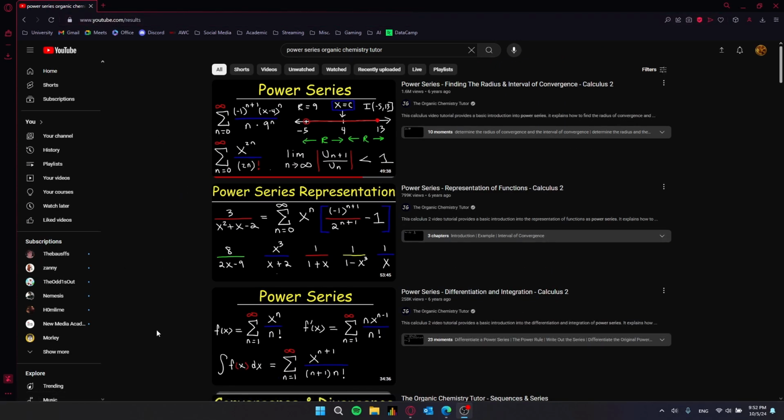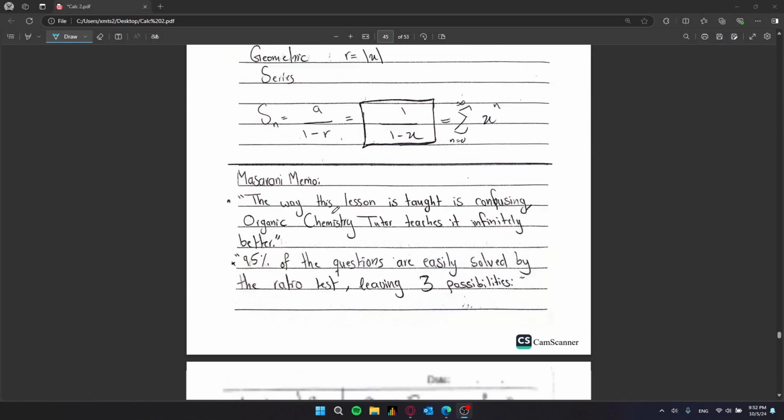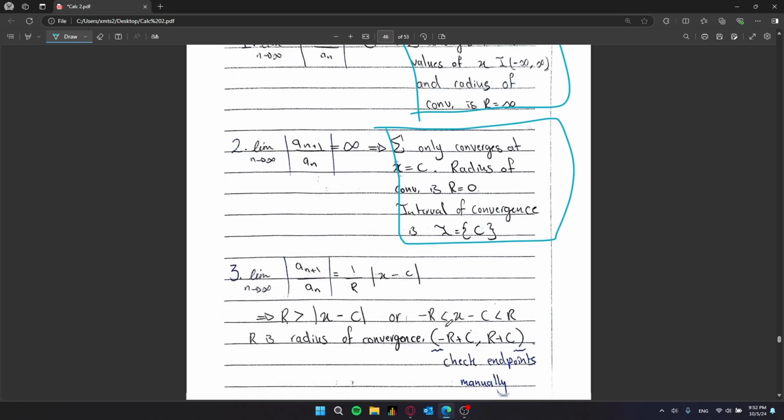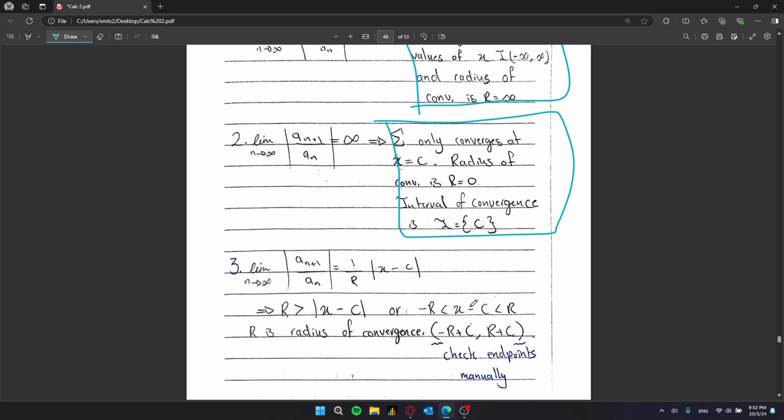Once you've understood the concept behind the power series lesson, you can come back here and use this as just a reference. If the limit of the absolute value of the ratio test is 0, then this will all make a lot more sense when you have watched the Organic Chemistry Tutor's video. And this is going to be the answer. The answer is always going to be long. It converges for all values, the radius of convergence. Trust me, this is going to make so much sense after you watch the Organic Chemistry Tutor's videos.